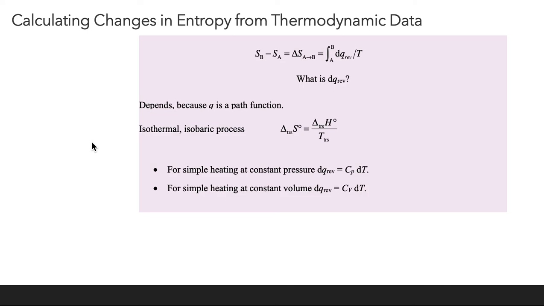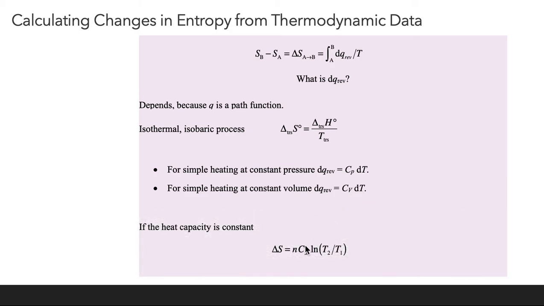For simple heating, the heat evolved is simply the heat capacity times dT. If we have constant pressure heating, we have to use Cp, the heat capacity at constant pressure. And if we have constant volume, we use Cv. If the heat capacity is constant, we can pull it out of the integral, and that leads to this very simple equation: delta S equals the number of moles times the heat capacity times the natural log of the ratio of the final temperature, T2, to the initial temperature, T1.